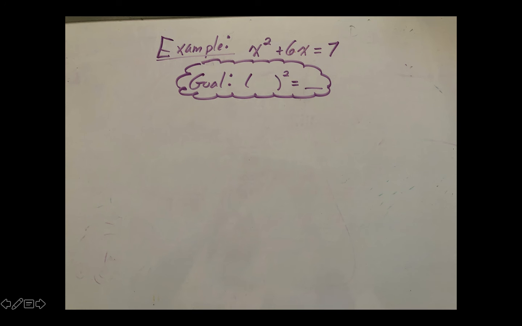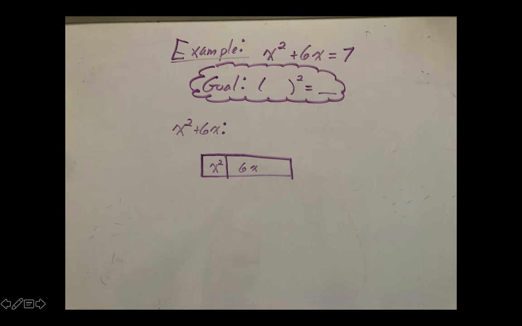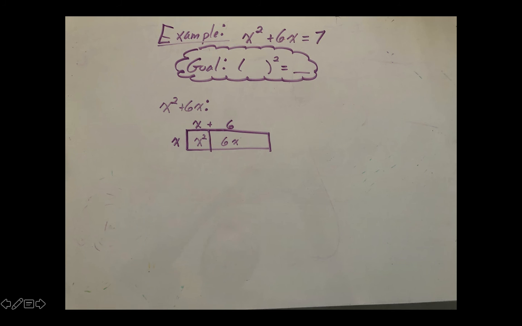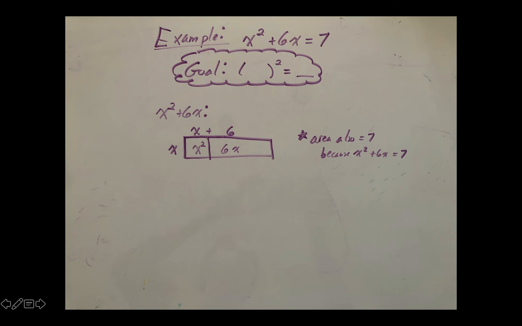We're going to start off by thinking of x squared plus 6x as the area of a rectangle as shown here. So this rectangle has one side having length x and the other side having length x plus 6 to get a total area of x squared plus 6x. The total area here is also equal to 7 because our equation is x squared plus 6x equals 7. This rectangle right now is not a square.